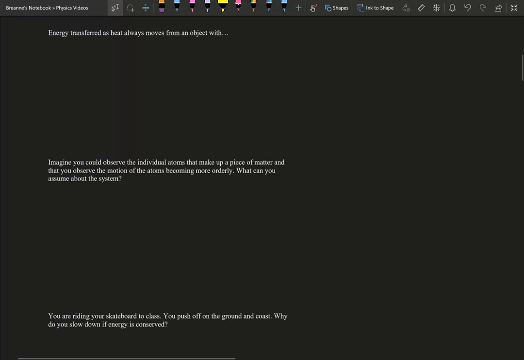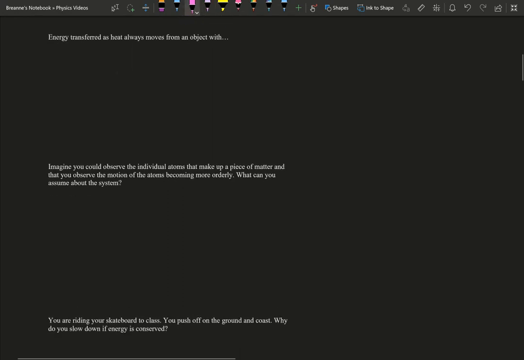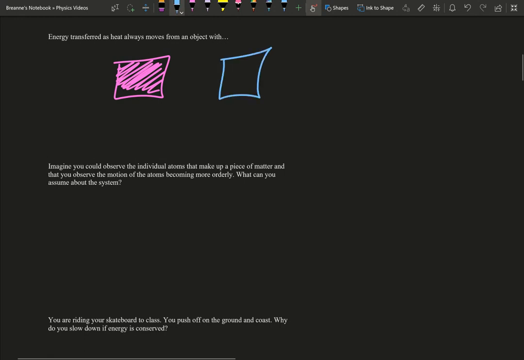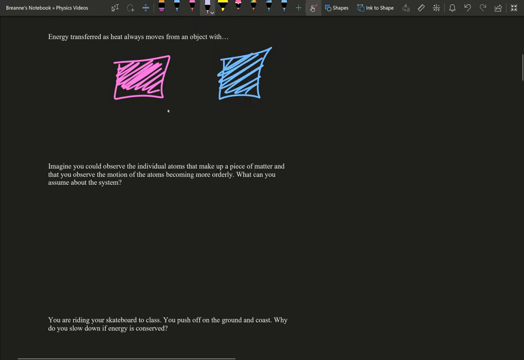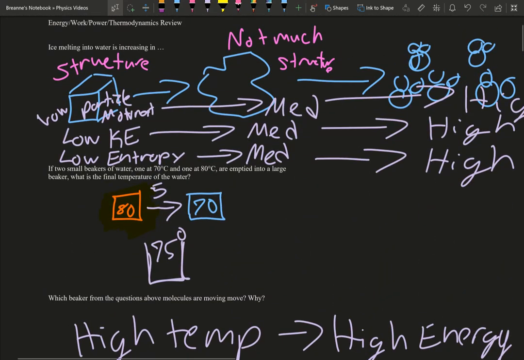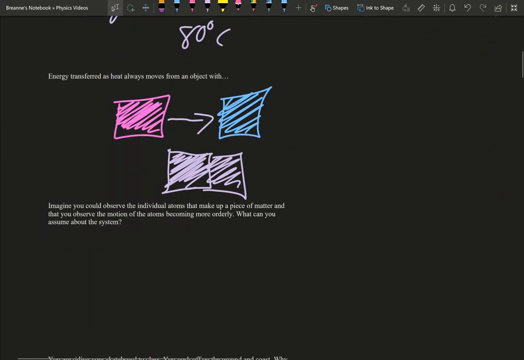So energy transferred as heat always moves from hot to cold. How does energy move, basically? If you have a hot object and you have a cold object, and you put those two objects together, they kind of balance out. The reason they balance out is because the hotter object is moving energy to the colder object. Like what we did up here, the 80 gave that 70 about 5 units of energy. So it's the same thing. Energy always goes from hot to cold. And remember, in physics, there's no such thing as really cold.